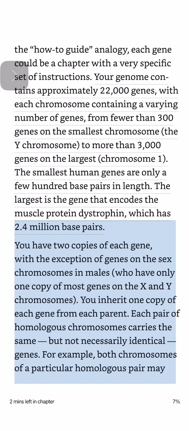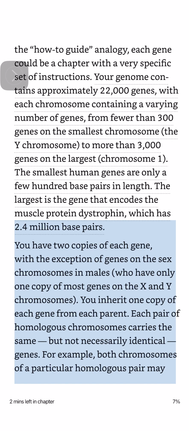Your genome contains approximately 22,000 genes, with each chromosome containing a varying number of genes, from fewer than 300 genes on the smallest chromosome, the Y chromosome, to more than 3,000 genes on the largest, chromosome 1. The smallest human genes are only a few hundred base pairs in length. The largest is the gene that encodes the muscle protein dystrophin, which has 2.4 million base pairs.